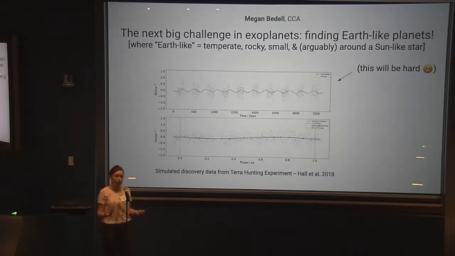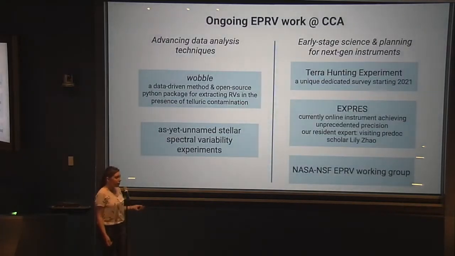But I and many other people are really busy trying to make that situation better. So there's a lot of things happening here at CCA related to extreme precision radial velocities, EPRV is the jargon for that, both in terms of data analysis, working with existing data sets. So one thing that I've spent a lot of time on is an open source code called Wobble, that you can ask me about later. That extracts precise radial velocities from existing data. Such an open source tool wasn't really available in the past.